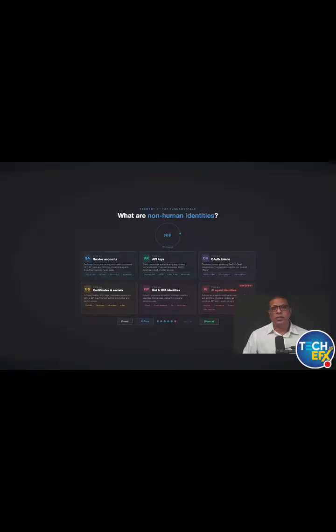Fifth is bot and RPA identities. Your automation platforms like UiPath, Automation Anywhere, and other RPA platforms all create robotic identities that access production systems. And sixth is the big one for 2026, which is AI agent identities. Every time your organization deploys a copilot, a coding assistant, a customer support agent, or an autonomous data pipeline, that agent needs credentials to authenticate. A single AI workflow can create dozens of new NHIs.